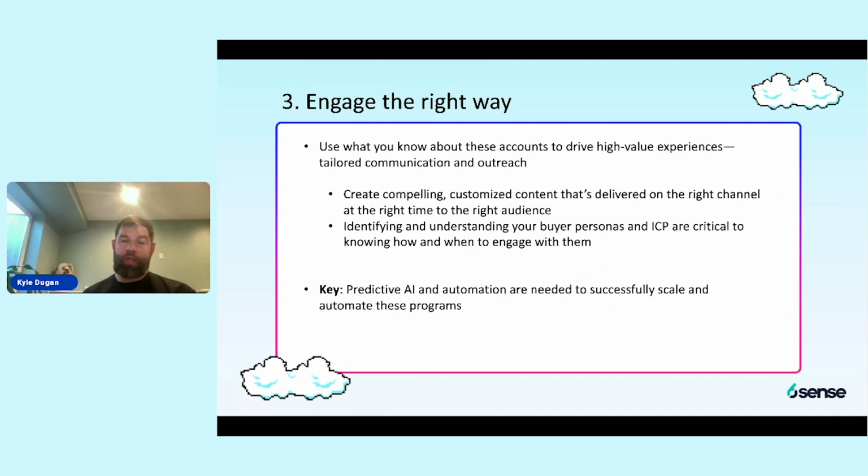If we know they're in that awareness stage, they're just starting to understand and look for a solution around AI, a solution around ABM. Well, once we understand that, we can tailor our content by looking at our blogs, reports, and things like that that really give a basic overview of how to use ABM, why it's important, and what other companies are doing with it to serve to them. Now, the key to some of this is predictive AI and automation are needed to successfully scale and automate these programs.